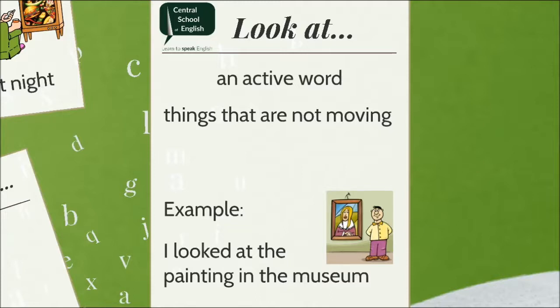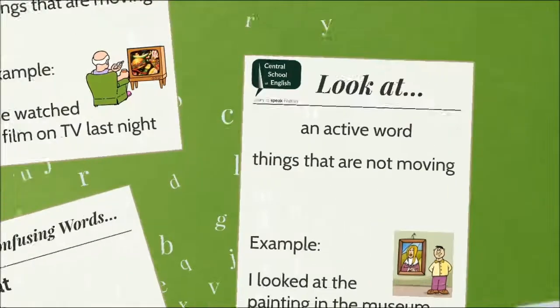We use the word look at because the painting is not moving. We also use the word look at because we want to examine the painting. We are actively deciding to view the painting.